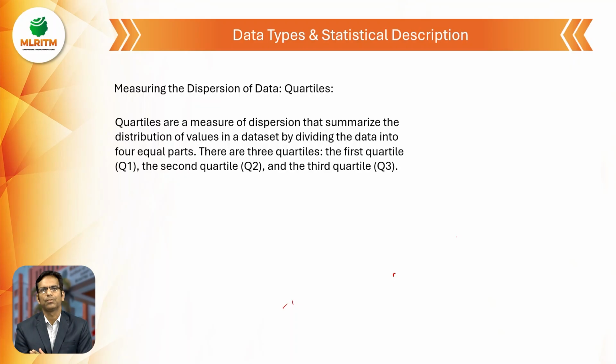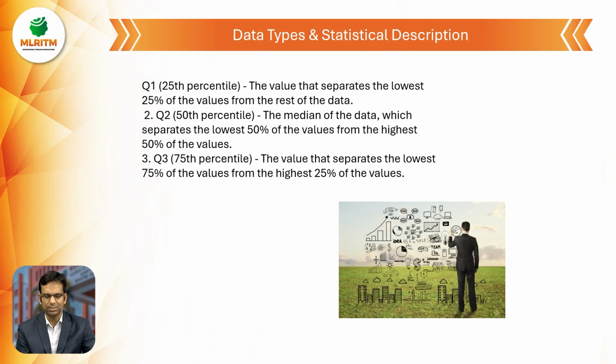I am dividing the data in an exact form. The first category, Q1, is 25% data. The second category, Q2, is 50% data. The third category, Q3, is 25% data. That way, the total amount of data will be 100%. So whenever I am categorizing the data in a specific order and processing the data, that data is called quartile data in data science.